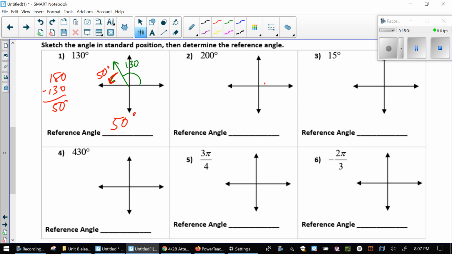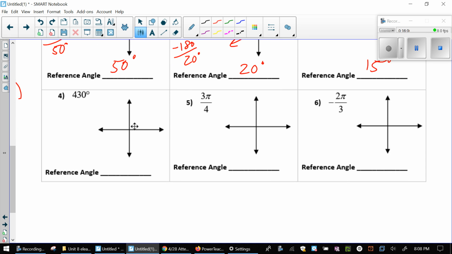So 200 goes past 180, and it goes past 180 by 20 degrees. So that's 180 plus 20, or think about it, 200 minus 180 equals 20. There's our reference angle. Okay, 15, that's easy. That's just 15 because it's in quadrant 1. Okay.